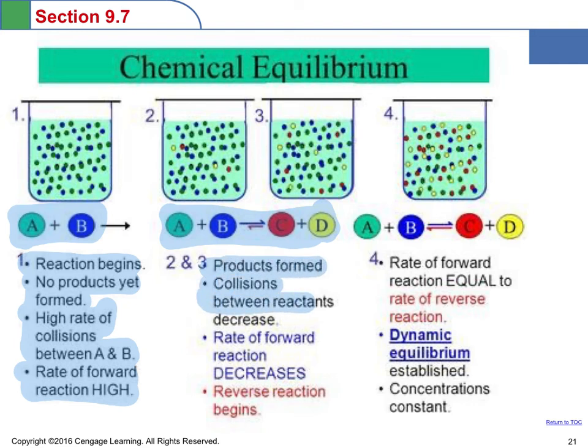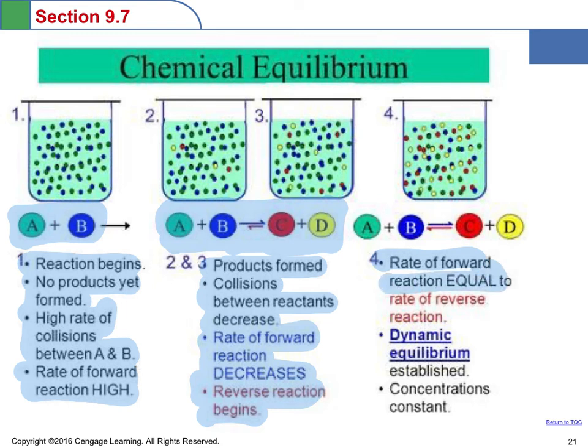Collision of reactants is going to slow down. One, because a lot of the A and B is now converted into C and D. And C and D is starting to get in the way, so A and B can't run into each other as frequently. So the rate of the forward reaction is going to decrease, and the reverse reaction will start to happen. C and D will start running into each other and create more A and B. So that reverse reaction begins.